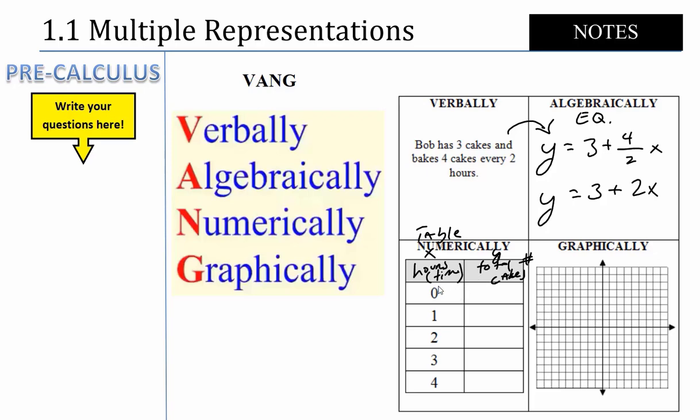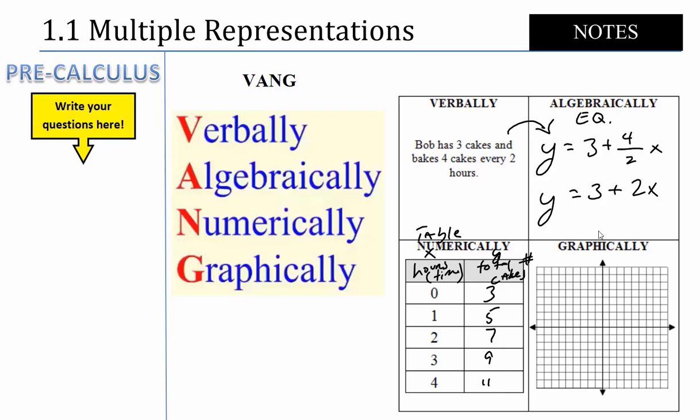So now what I'm going to do is take these 5 values, plug them into x, and find out what I get. So if I started at 0, that means he's got 3 cakes already made from yesterday or whatever. If I use 1 hour, 2 hours, 3 hours, and 4 hours, you can do the math. 1 plugged into 2x, add 3, that's 5, and then 7, and then 9, and then 11. So there's our numerical representation.